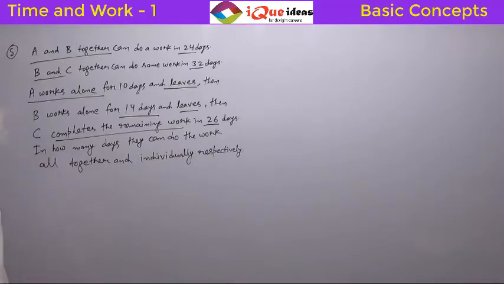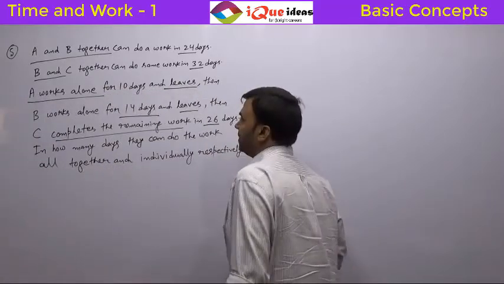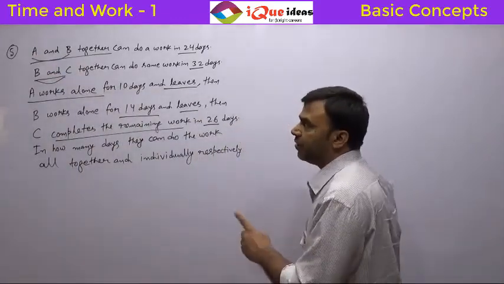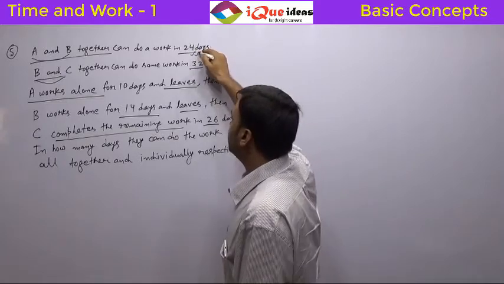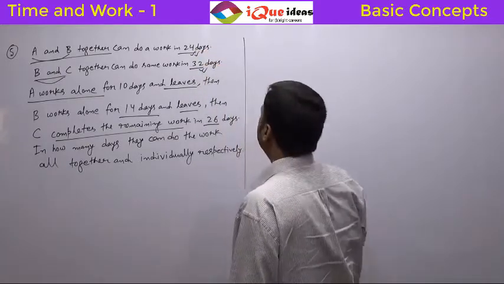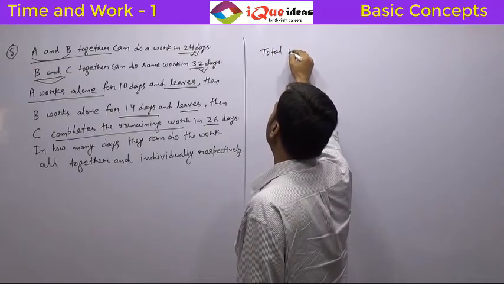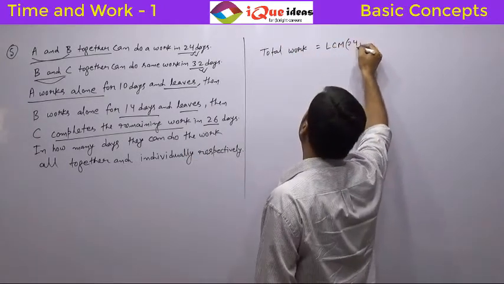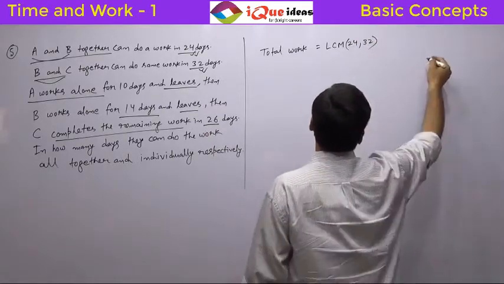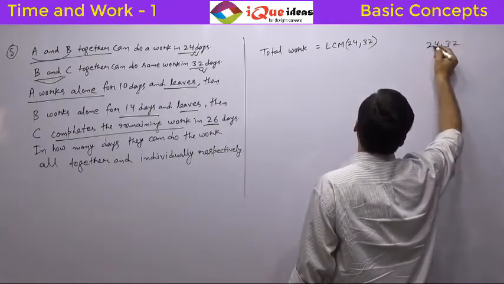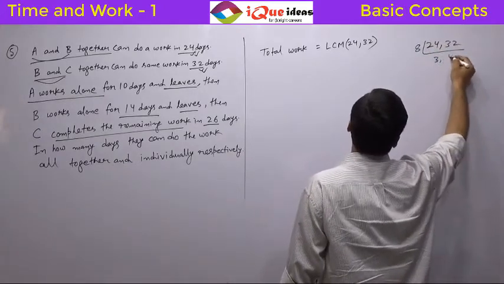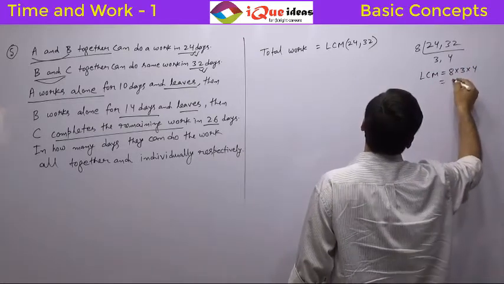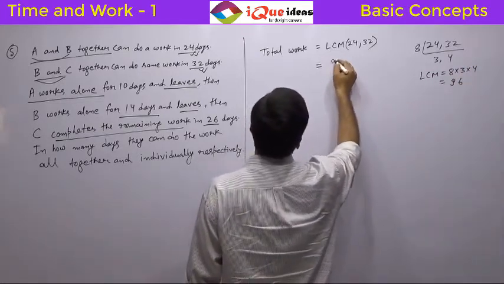Now what should we do here? Here the time given is only for two combinations, AB and BC. In the previous question it was given for all three combinations. But still, at least 2 times are given. So what we will do is, we will take the total work as still the LCM of these 2 times, that is 24 and 32. You can take LCM of 24 and 32. If you take 8 common, 8 3s are and 8 4s are. So LCM will be 8 into 3 into 4, which is 96. So total work is equal to 96 units.